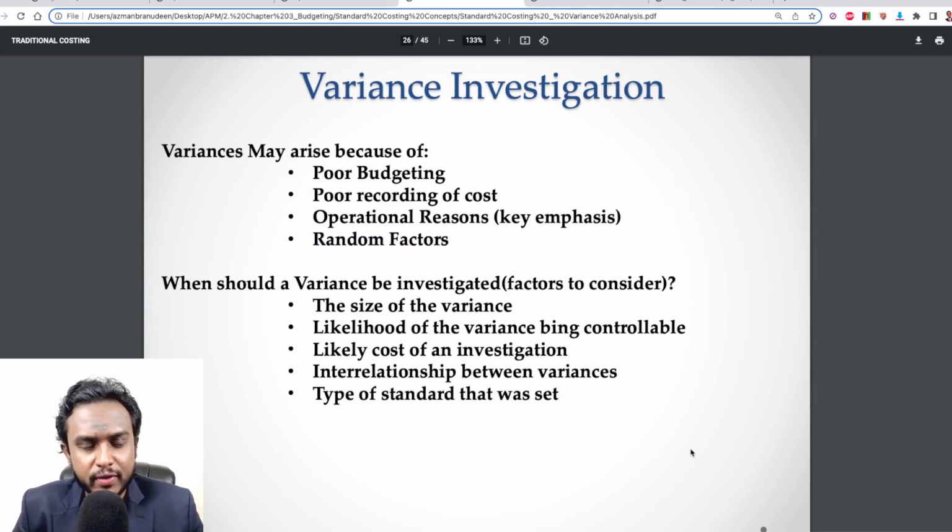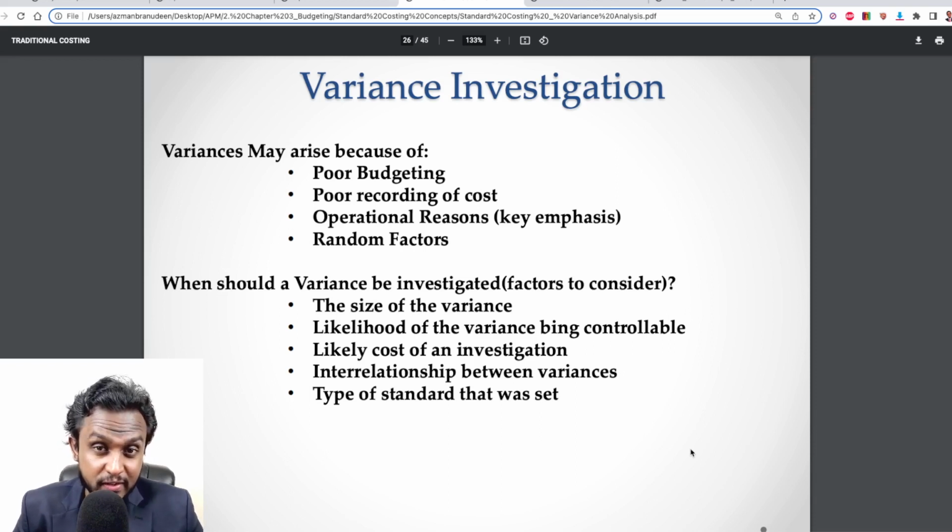When you look at the causality of variances, there are any number of reasons that could cause a variance: a mathematical error, poor budgeting, poor recording of costs, operational reasons, and random factors. You should consider a thorough investigation of a variance if the size of the variance is too big, if the likelihood of the variance being controlled is quite high so that you can exert a lot of control, and if the cost of an investigation is quite low, so it's worthwhile spending that money to manage the variance.